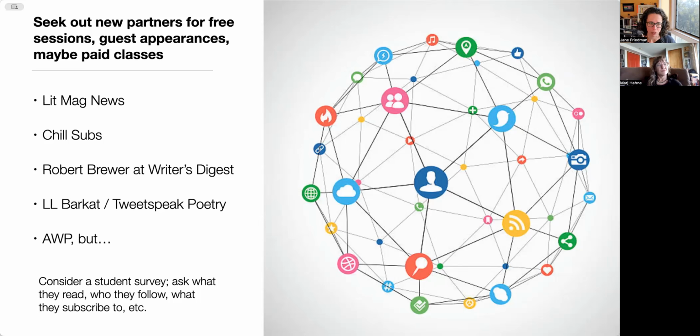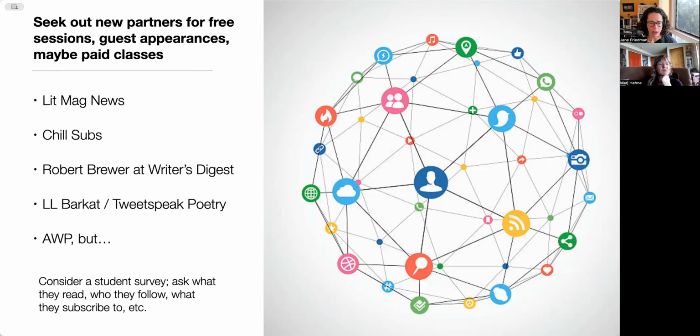So that seems very ripe, maybe for you to do something. Chill Subs is like a new place to find markets for your work that strikes me as quirky literary like you. Robert Brewer at Writer's Digest, he's the former editor of Poets Market. He's a published poet himself. I don't know what he's actively doing on the poetry side for Writer's Digest, but there might be something there you could do with him.